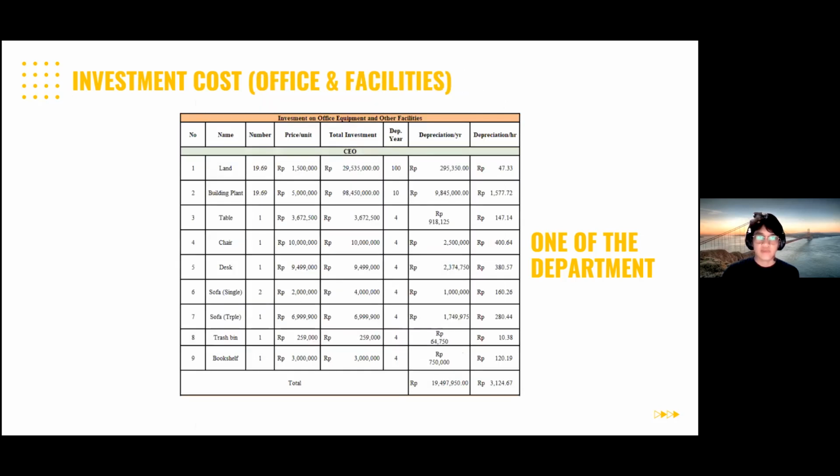The next one is the investment cost of the office and the facilities. The same as before, we just take one sample department. It is the CEO. For the depreciation per year it is 497,950, and per hour is 3,100 and so on.